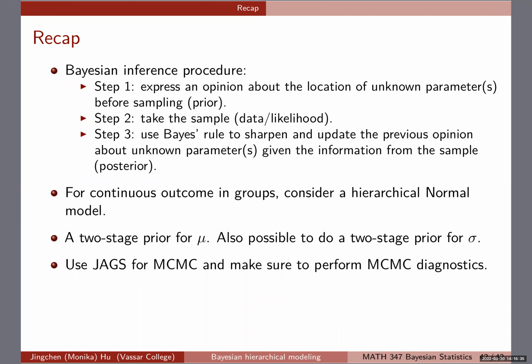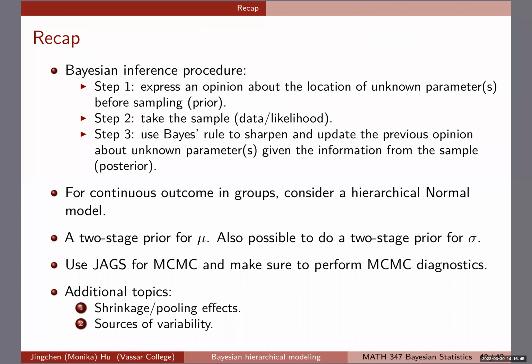And then specifically, we use JAX for MCMC. So you need to make sure that you know how to write JAX code, how to make your own, and then how to perform MCMC diagnostics, and then make changes accordingly. We also talked about shrinkage and pooling effects and source of variability that was from last week. So those are the important recap highlights from this lecture.